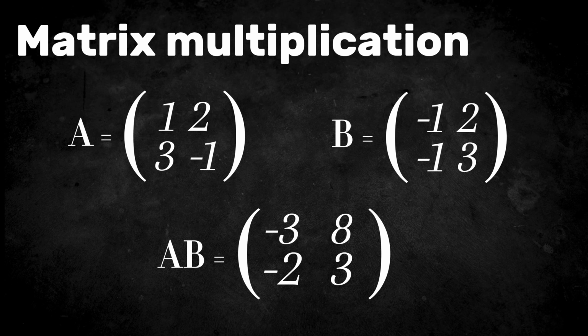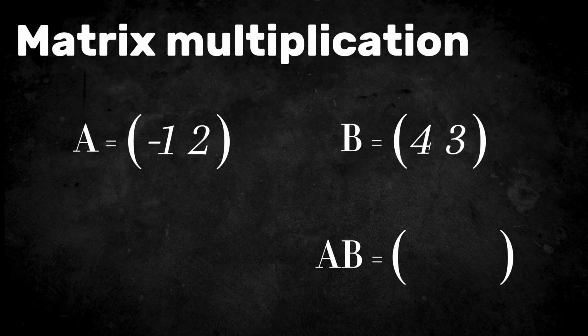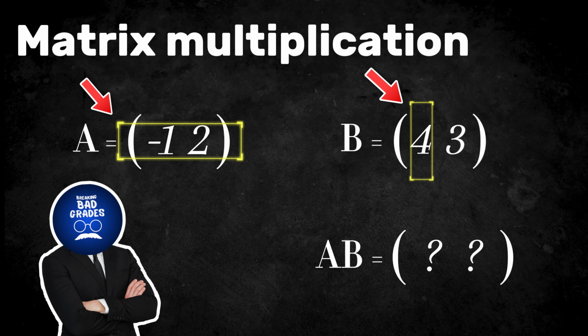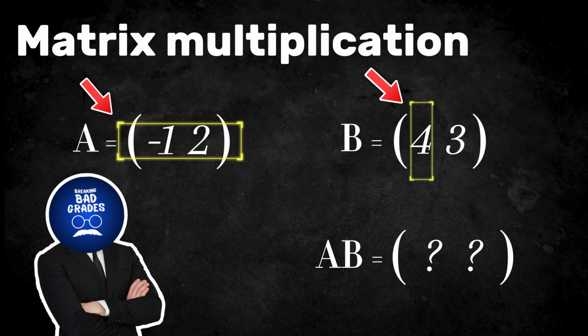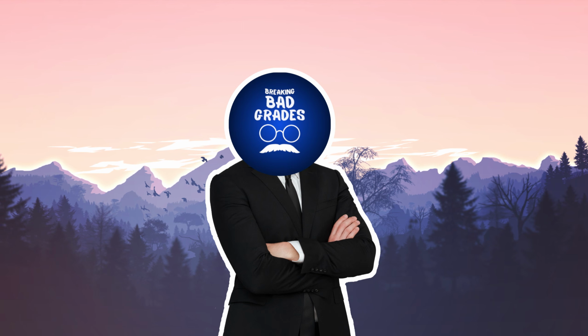It is also important to note that the number of columns in your first matrix needs to match the number of rows in your second matrix. Otherwise, you can't calculate the product matrix. These rectangles always need to contain the same number of elements. And in this case, they don't. That's it for the basics you need to know about matrices.